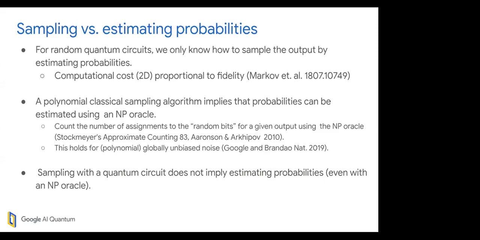Thanks. Right, so this is what is gonna allow us to separate, in terms of fundamental complexity theory, sampling with a quantum processor, which is gonna be efficient because this is a small quantum circuit, at least ideally, from sampling with a polynomial classical algorithm.